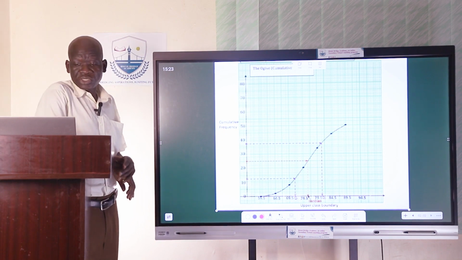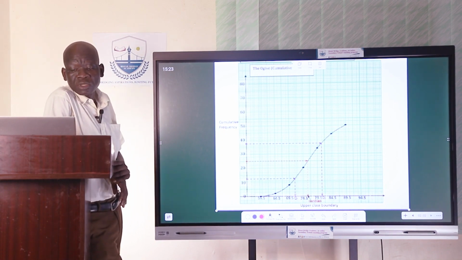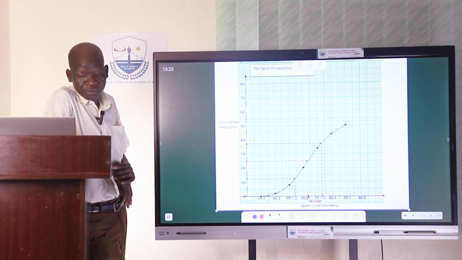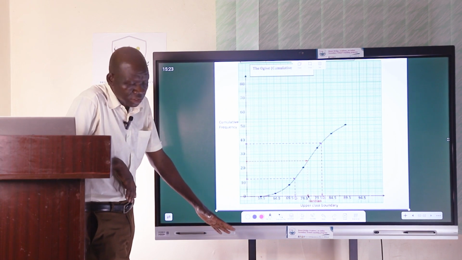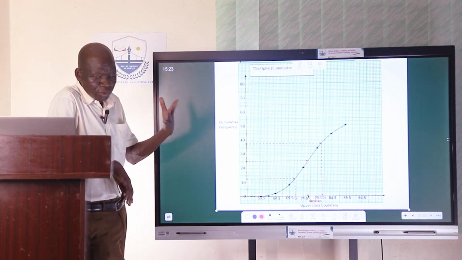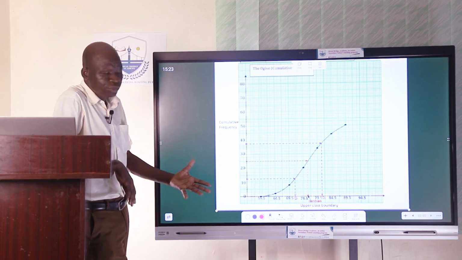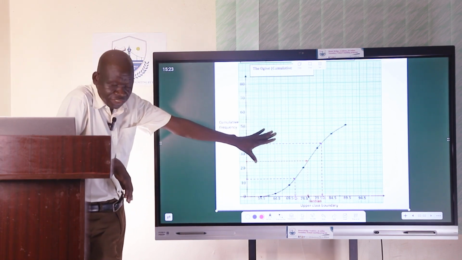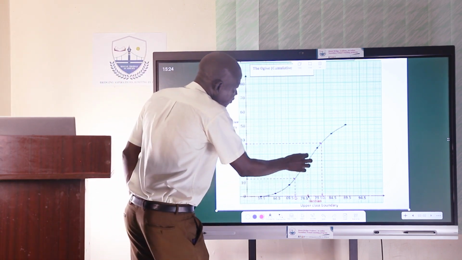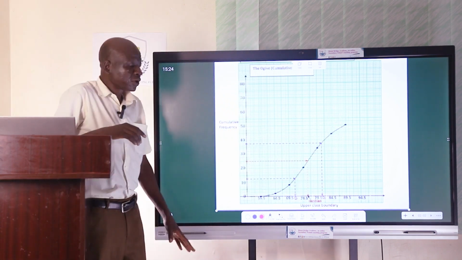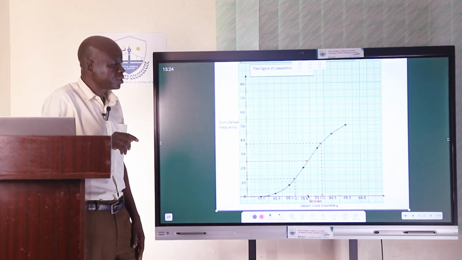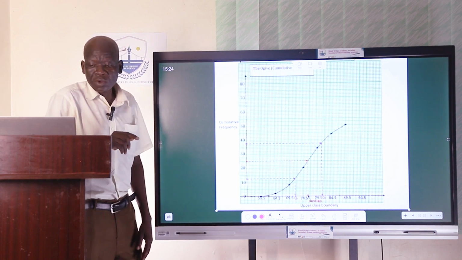Remember our question was the same: form a cumulative frequency table and use it to draw a cumulative frequency curve. We have formed the table, so we have used it now to obtain a cumulative frequency curve, which you are seeing on the graph. This is what we call the cumulative frequency curve. Now we are going to use our cumulative frequency curve to determine the lower quartile.